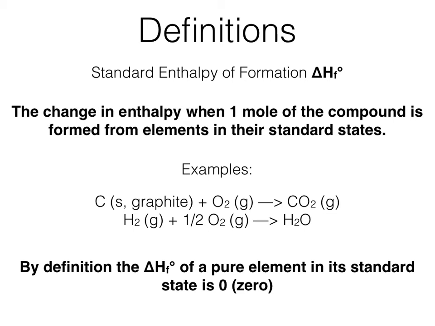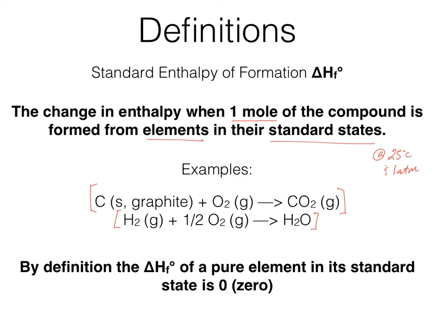And so the standard enthalpy of formation is the change in enthalpy when 1 mole of the compound is formed from elements in their standard states. And this is also at 25 degrees Celsius and 1 atmosphere of pressure. So examples are forming carbon dioxide from graphite and oxygen gas, or forming water from H2 gas and O2 gas.